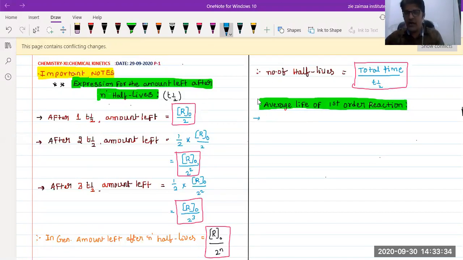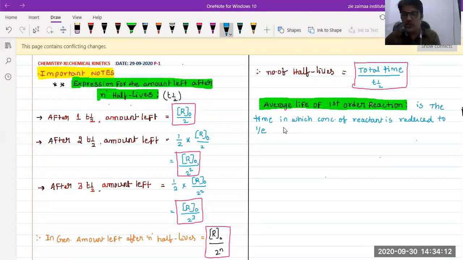See, here I'm going to write the statement. The average life of a first order reaction is the time in which the concentration of reactant is reduced to 1 by e, where e stands for the exponential factor, of its original concentration.